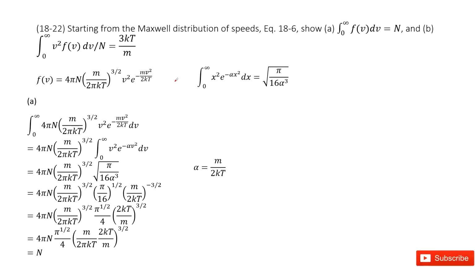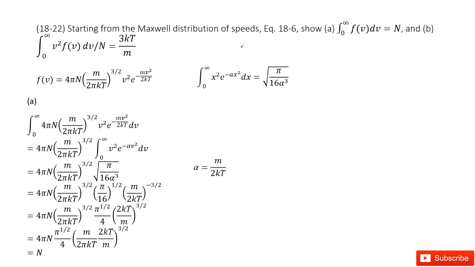Let's look at problem 22 in chapter 18. Chapter 18 is about the kinetic theory of gases. So there, we start from the Maxwell distribution of speeds and then need to prove these two equations, right? First, we can write down the Maxwell distribution of speeds. It looks like this one. Agree?